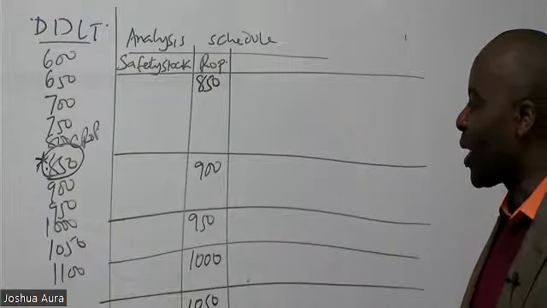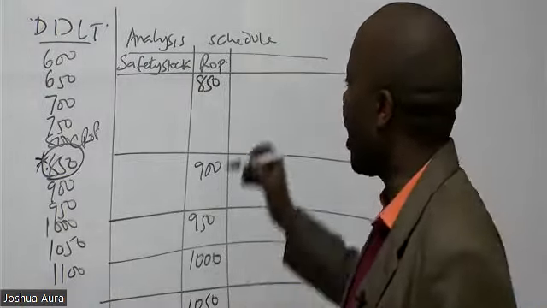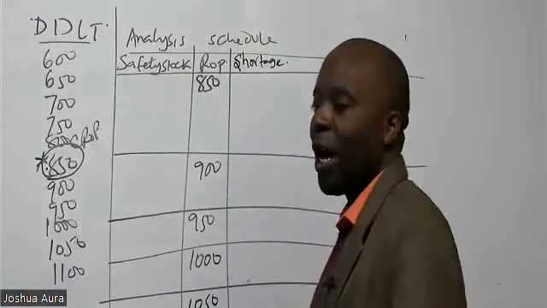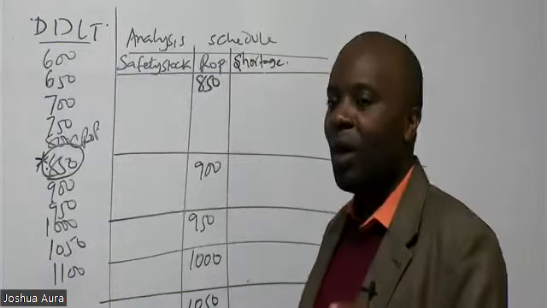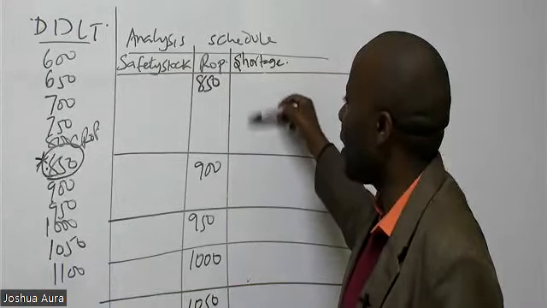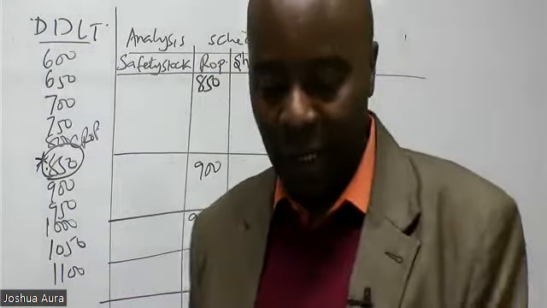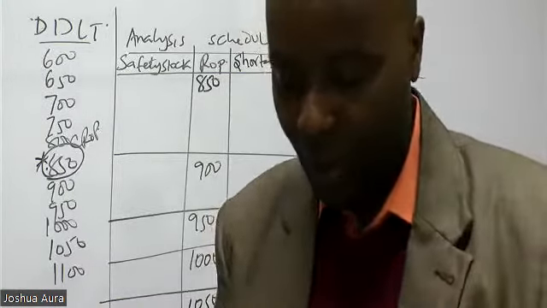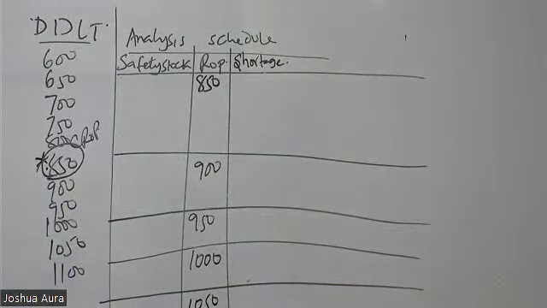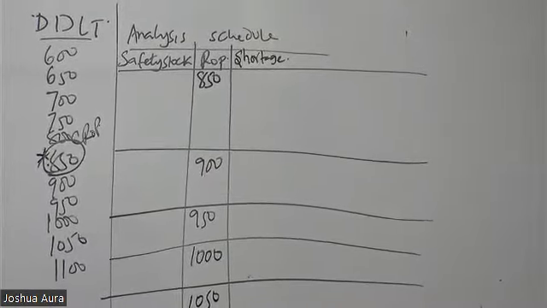Sasa kutoka hapa, what do I do? I'll come and create a column here for shortages. So I would want to give you 1 minute. I know there are students who have just joined us, but I want to give you 1 minute to see whether there is any student who will be able to come up with shortages for the first sale. Shortages for the first sale.